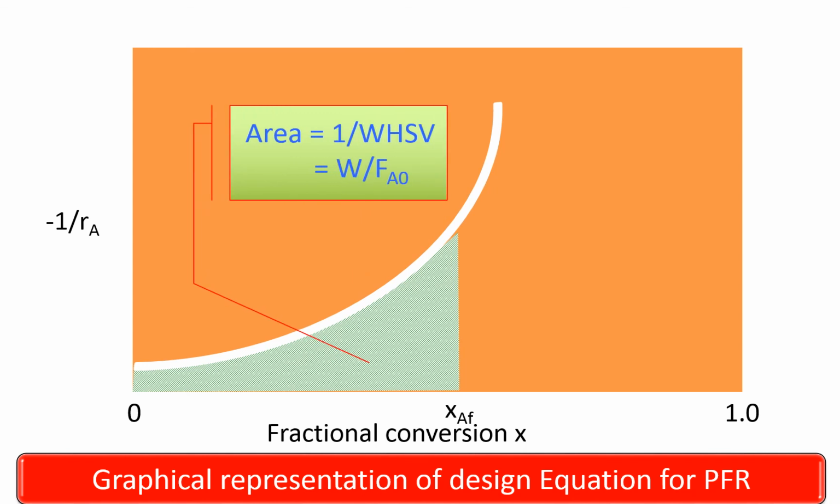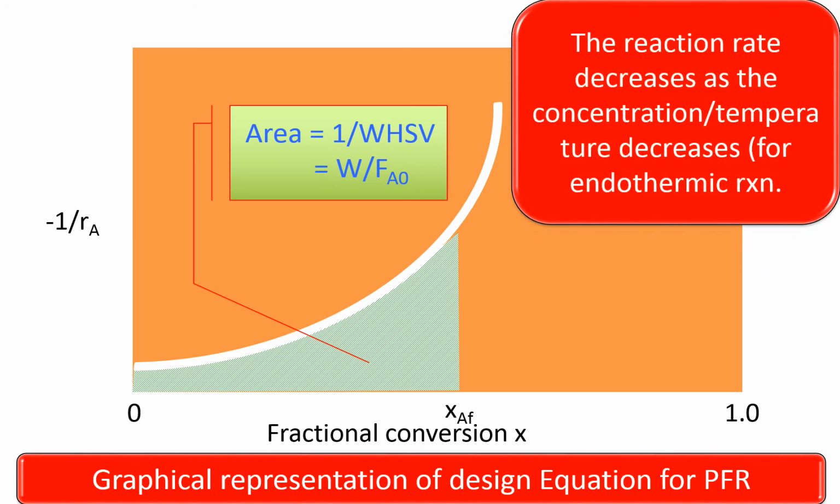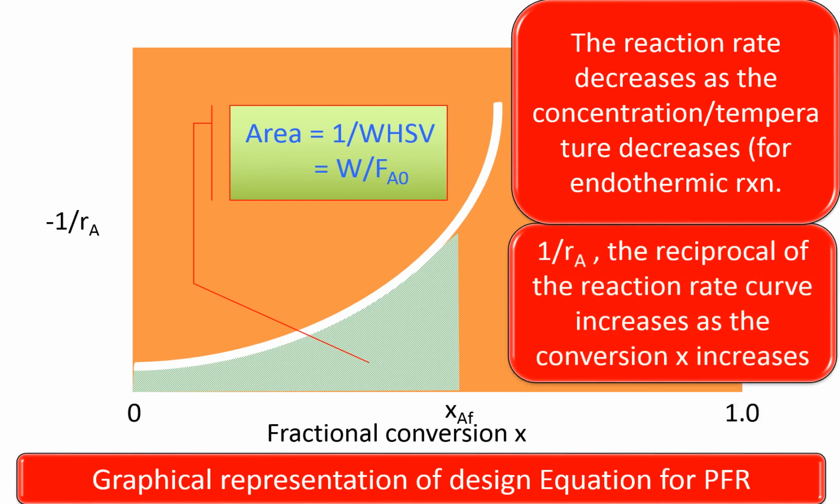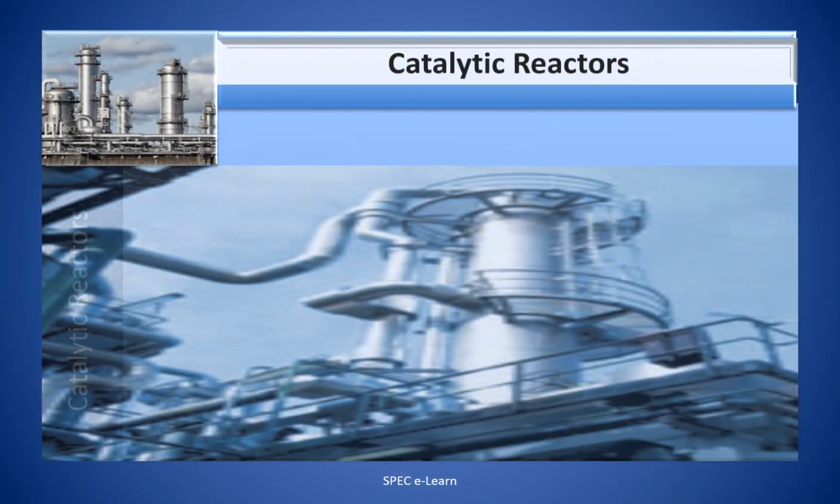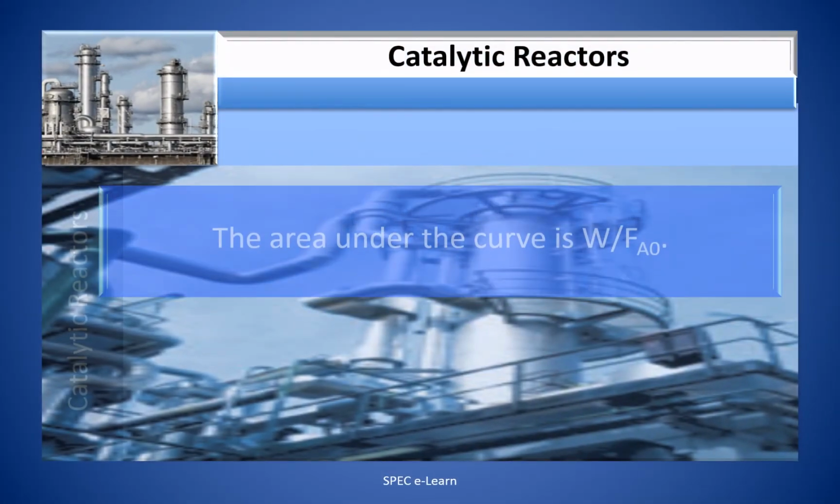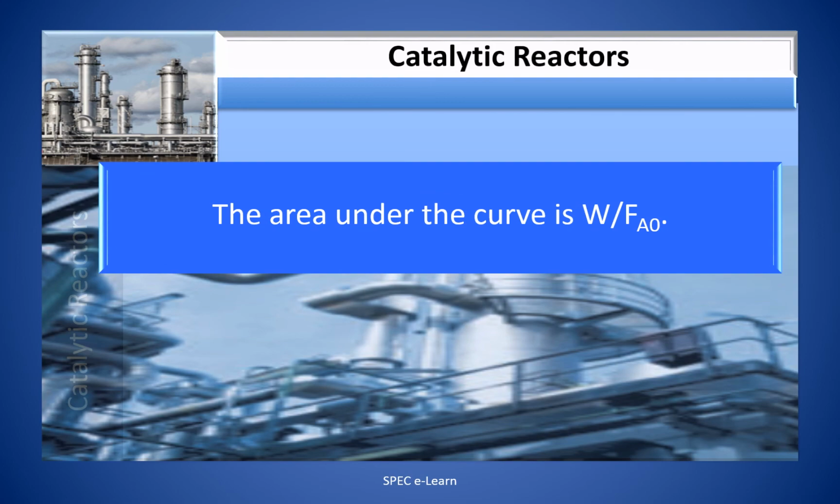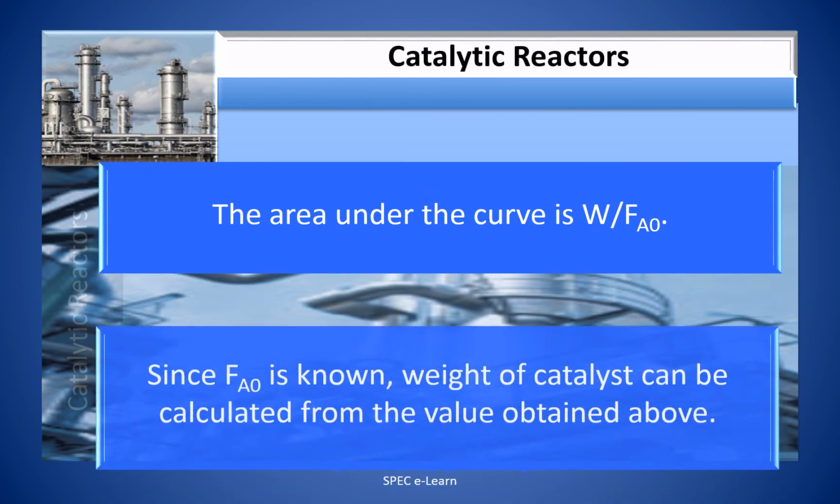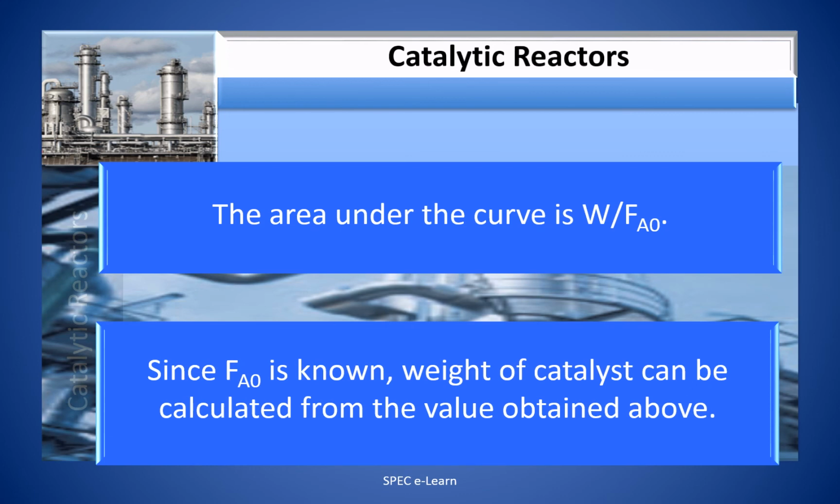The reaction rate decreases as the concentration decreases, and also, for endothermic reaction, the reaction rate decreases as the temperature decreases. 1 by Ra, the reciprocal of the reaction rate curve, increases as the conversion X increases. As we have seen in the figure, the area under the curve is W by FA0 for a given conversion. Since FA0 is known, the weight of catalyst can be calculated from the value obtained above.